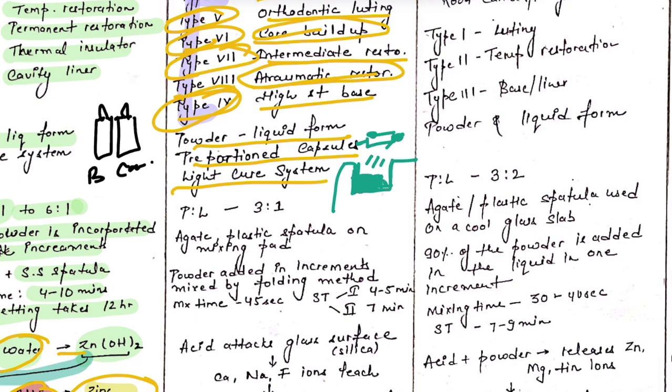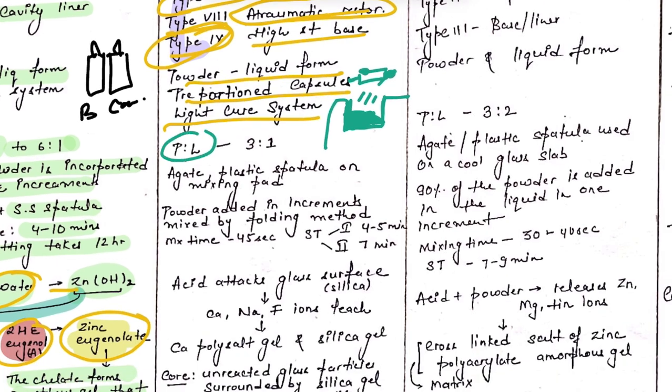For resins it's generally blue. So you put the light on for some seconds and then it will solidify, it will harden. Okay, so that is the light cure system. Now coming to the manipulation. The powder to liquid ratio is 3 to 1. So you would take 3 scoops of powder for 1 scoop of liquid, for 1 drop of liquid.